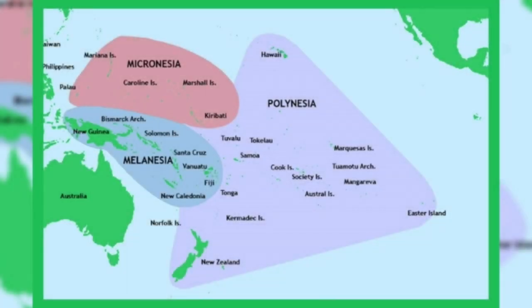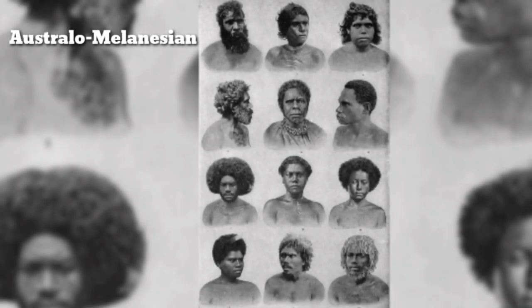On this map, to the far left, we can see the continent Australia. Next, we see Melanesia, the islands of New Guinea, Micronesia, Hawaii, Polynesia. To the far right, Easter Island. To the bottom and center, New Zealand. Australo-Melanesian. And this is how this group of people are classified.